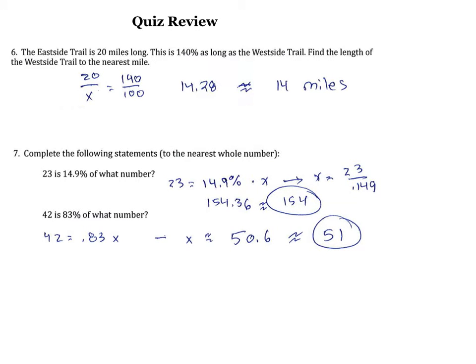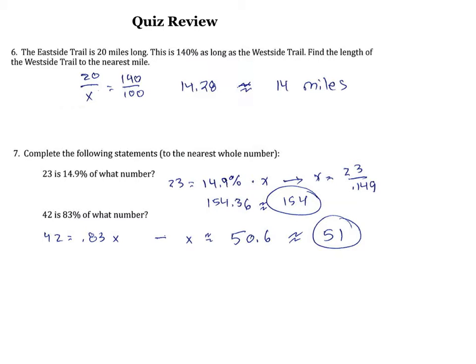Let's look at a couple more here. Number 7. 23 is 14.9% of what number? Again, this is already written out in a sentence, so we're going to look at it in terms of an equation. "Is" represents an equal sign, so we say 23 equals, and then 14.9%. 14.9% would equal 0.149 as a decimal.